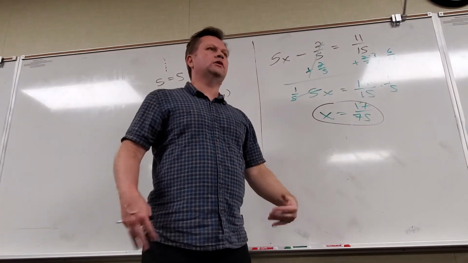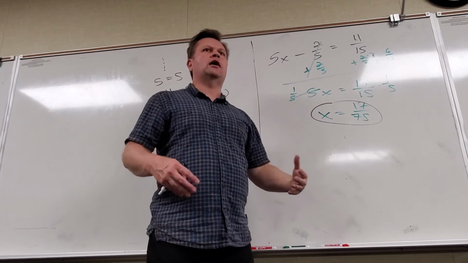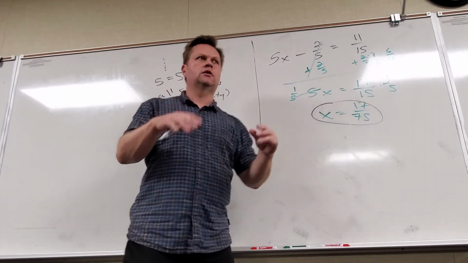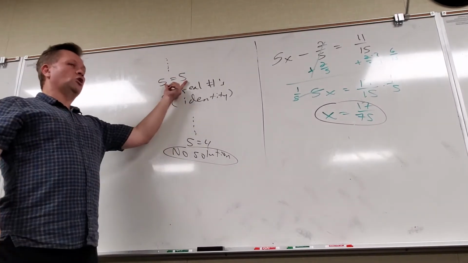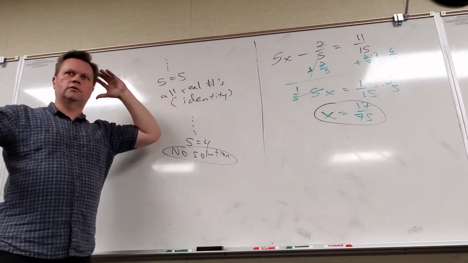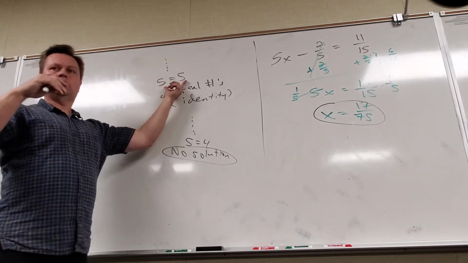Again, I personally don't care so much if you know the names. I want you to be able to tell me the answers. So don't circle 5 = 5. That doesn't tell me anything. The way to interpret it is, oh, anything would work, because it's always true. Yes?